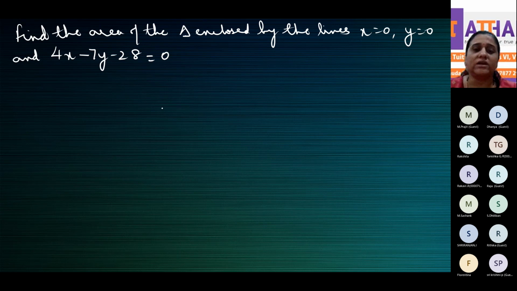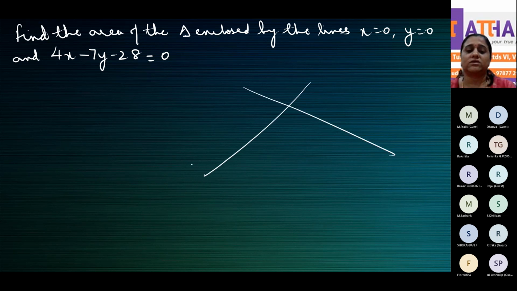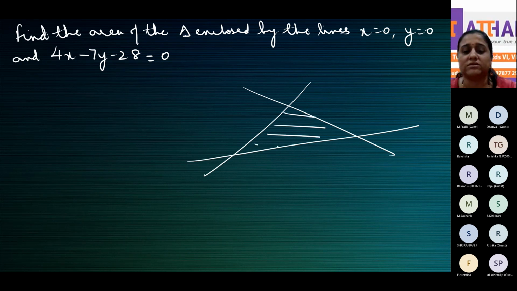Find the area of the triangle enclosed by the lines x is equal to 0, y is equal to 0, and 4x minus 7y minus 28 is equal to 0. So we know that for a triangle to be formed, 3 lines have to enclose it. Like if 3 lines meet like this, then they enclose a triangle here.